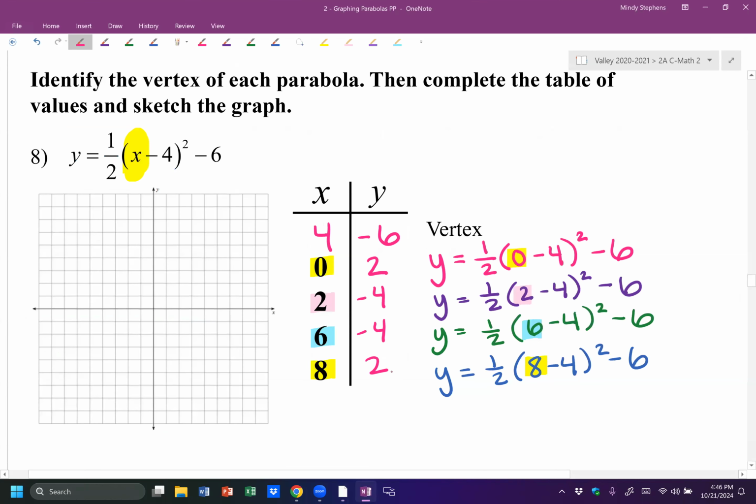So we're going to graph all of those. So let's do one at a time. So our vertex first, here's your vertex. So you're going to go right 4, down 6. So that's the vertex. Then I'm going to do the next point. So 0, 2. So right and left 0, up 2, and put a dot. Then the next one is 2, -4. Right 2, down 4. And then we have 6, -4. So go right 6, down 4. And then we have 8, 2. Right 8, up 2.